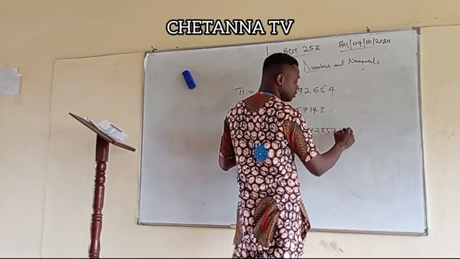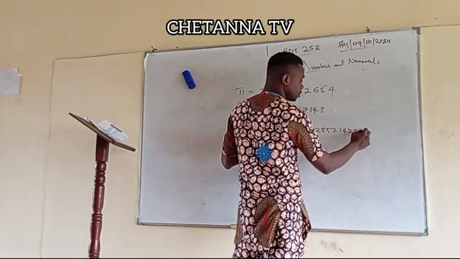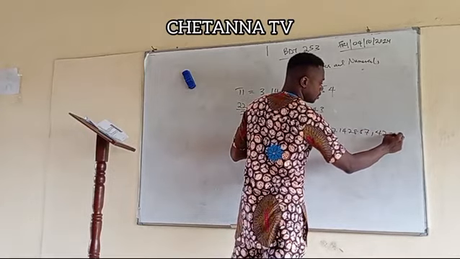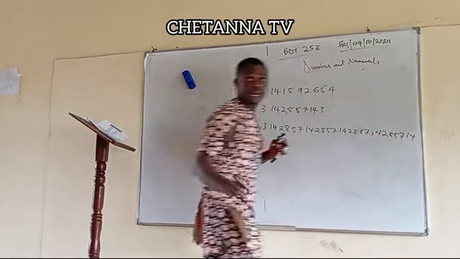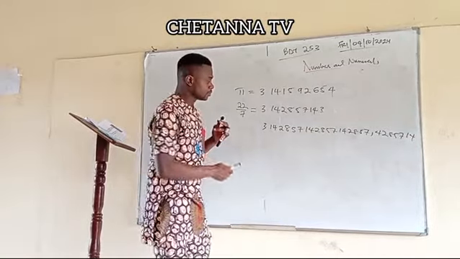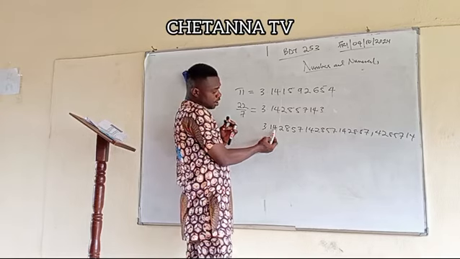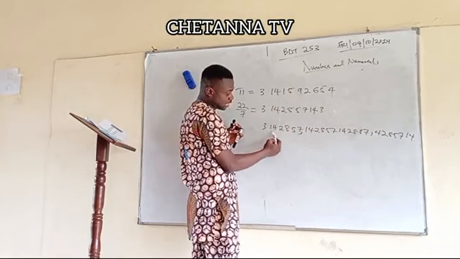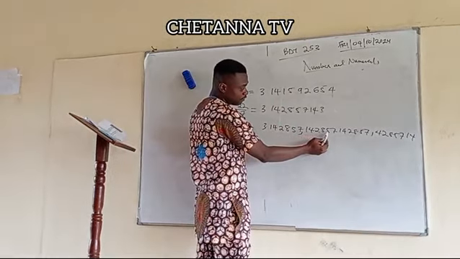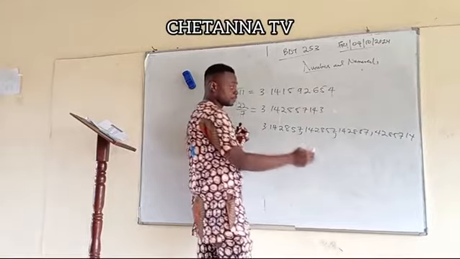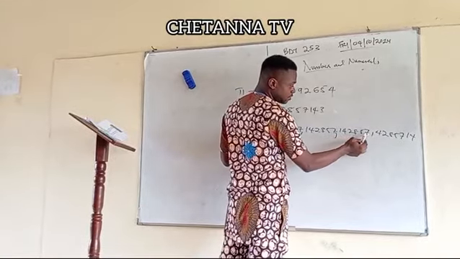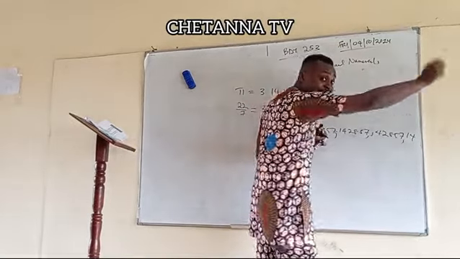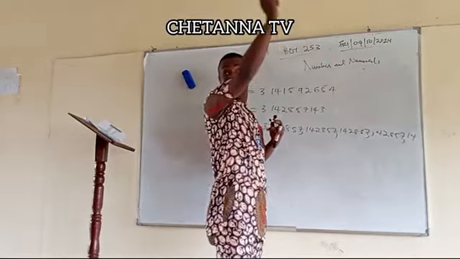1.428571. Look at it. 3.142857. It will stop. You start from 142857 to stop, start again. 142857. Again. 142857. It will continue that without end.